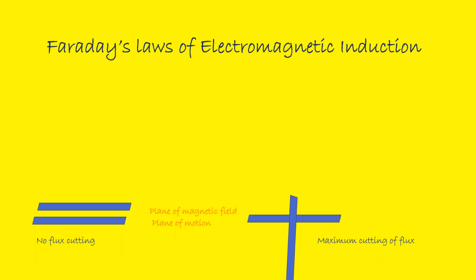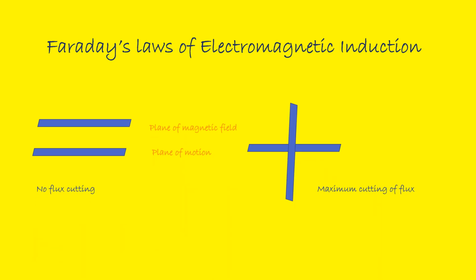Now let us see these two points, which are very important in our derivation. You can see this is the plane of magnetic field. Imagine this is a plane of magnetic field and this is a plane of motion. If they are parallel, that means they are making 0 or 180 degrees, then there won't be any kind of flux cutting. So in this state, the EMF in that particular conductor is 0.